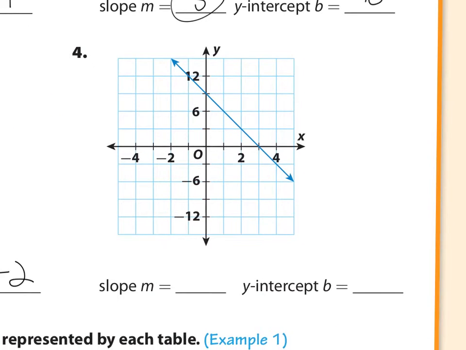Number 4. What is my y-intercept here? 9. Good. This time it's counting up by 3s. So that would be 3, 6, 9, 12, 15. All right, good. Again, all of these are going right through a corner, so these are all good points. So what is my rise? Negative 3. We went down 3 and over how many times? 1. Negative 3 over 1, which is just negative 3. Good.